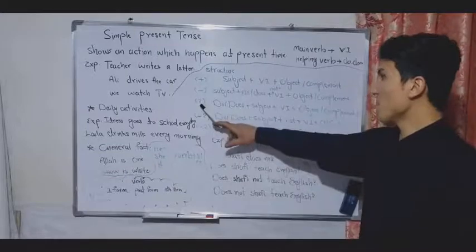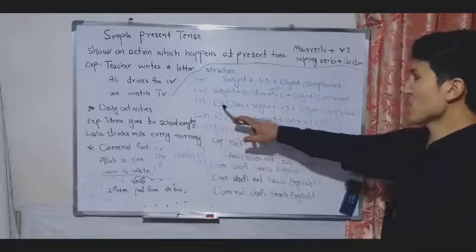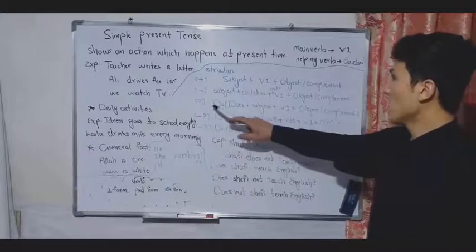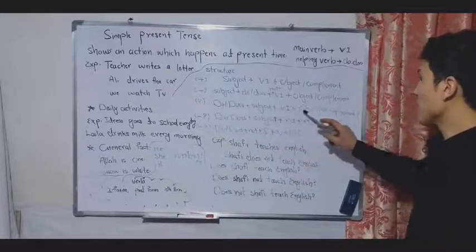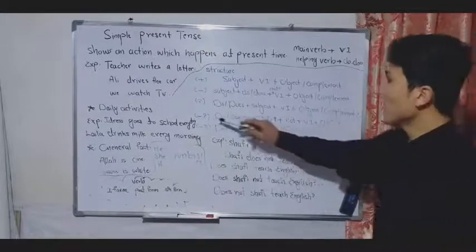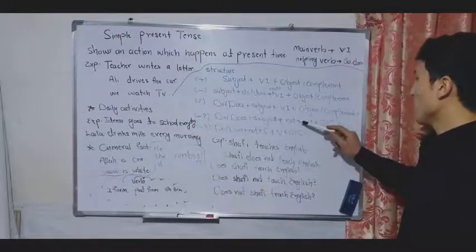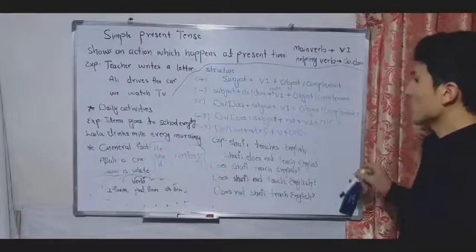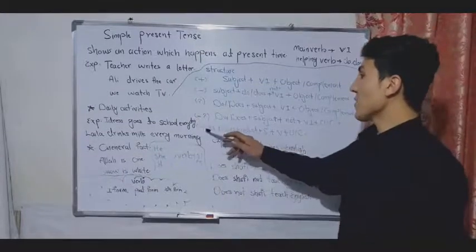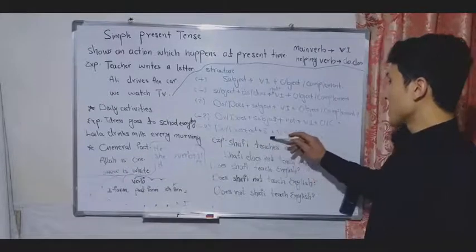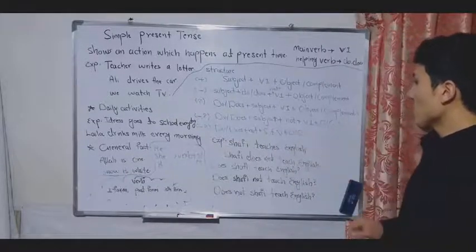The negative form is subject plus do or does plus not plus verb plus object or complement. The question, or interrogative form, is do or does plus subject plus verb plus object or complement. The negative interrogative form is do or does plus subject plus not plus verb plus object or complement, or do or does plus not plus subject plus verb plus object or complement.